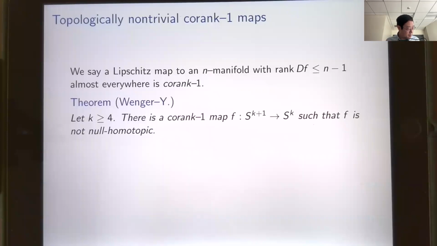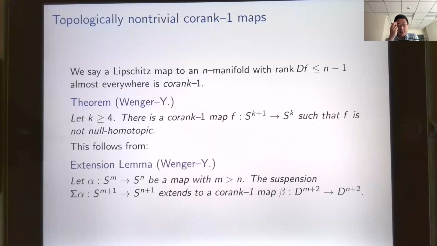And so how does this work? Well, it follows from the following lemma: if alpha from Sm to Sn is a map with m greater than n, then the suspension of alpha extends to a co-rank one map on the ball. So the original map has rank n, full rank. You suspend it, that has rank n plus one, and that extends to a map on the ball, which still has rank n plus one. And so let me just first establish a little bit of notation.